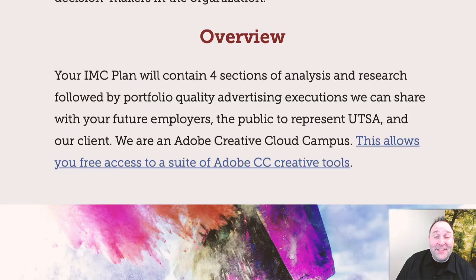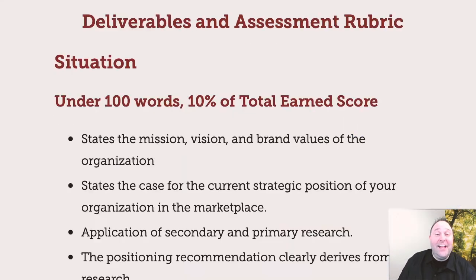You're going to have 4 sections of analysis and research, followed by your portfolio, quality advertising executions that we're going to be able to share with your future employers, hopefully, the public, hopefully, UTSA, and of course, our client. So these are the deliverables and assessment rubric.